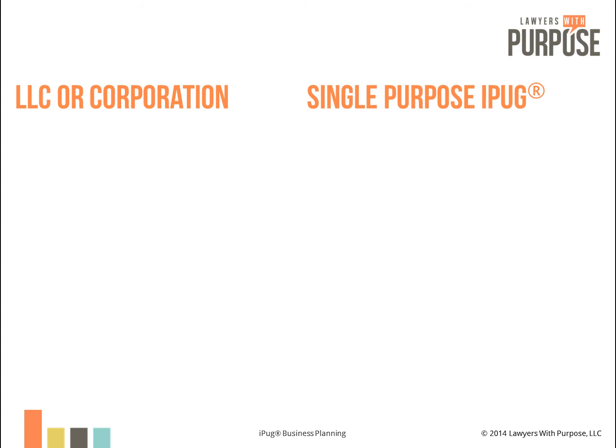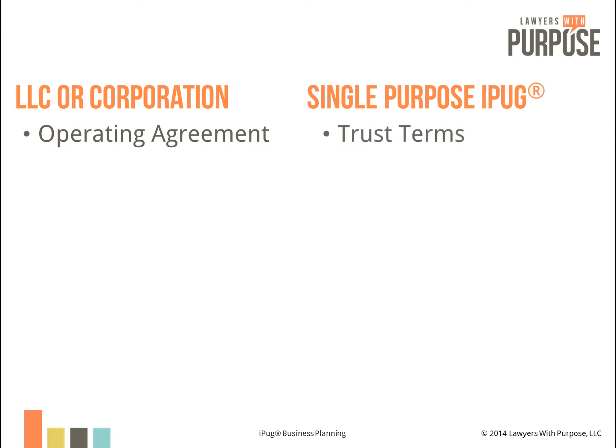The LLC or corporation has an operating agreement, which directs how things work within the LLC or corporation. The single-purpose IPUG has the trust terms. The operating agreement will identify who receives profits and how they are to be distributed.